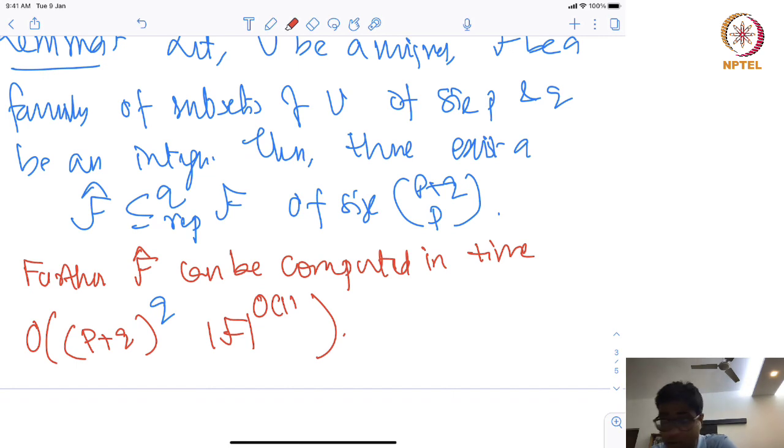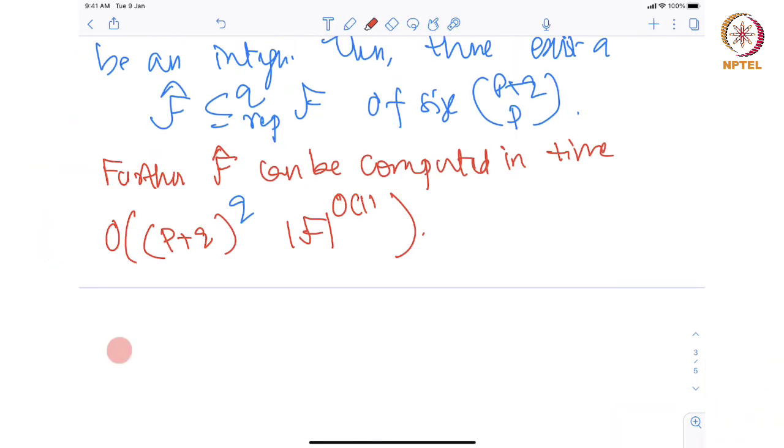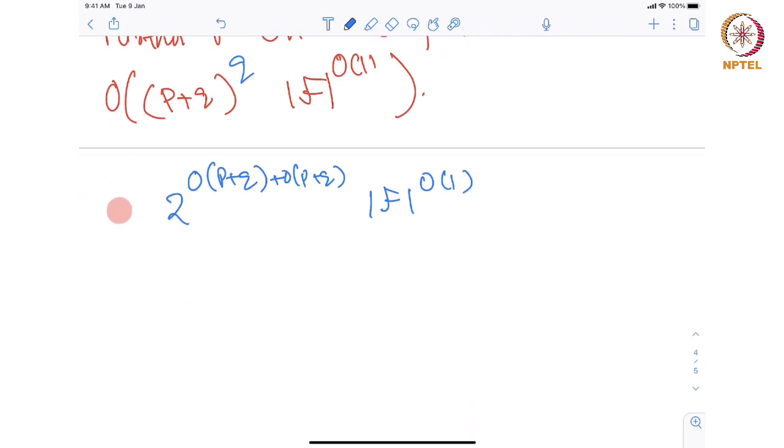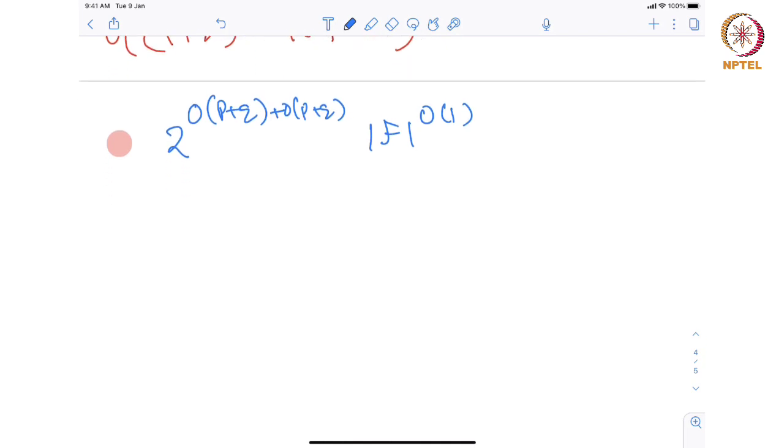There are, as I said, much faster algorithms for these problems and they can run in time 2 to the power big O of P plus Q, little o of P plus Q. So, there are algorithms with these running times and they are the ones which are used to give faster and faster algorithms for some of these objects. One interesting cute application that I would like to talk about in today's lecture is directed k cycle.